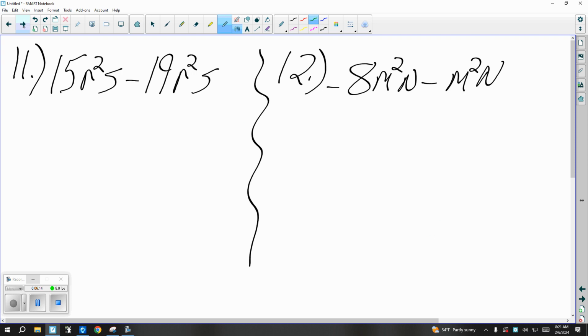Number 11. Probably the same thing for both of these problems. Let's find out, because these problems look way too easy otherwise. This matches that and this matches that, so we can just subtract and get negative 4 r squared s.